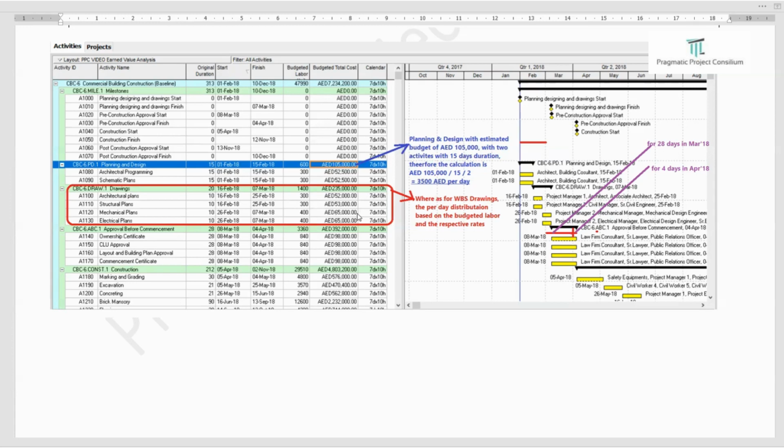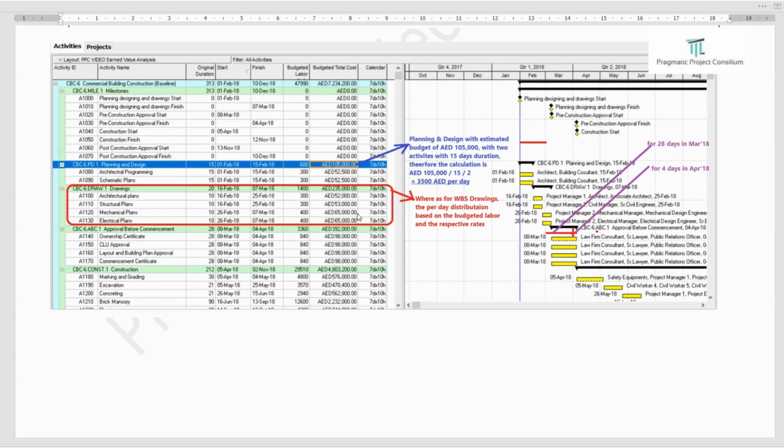And therefore, this is linear distribution, not at the summary level, but at the activity level. If you go into the respective resource loading, we can see the total activities, how many resources are required in the particular activity, and accordingly it has been incorporated and loaded. Therefore, the drawing's total cost is AED 235K, which is distributed to the activity level, these 4 activities, according to the resource requirement and the budgeted labor units.